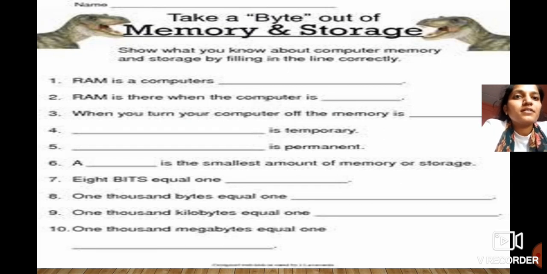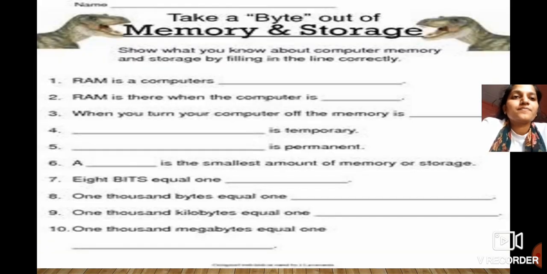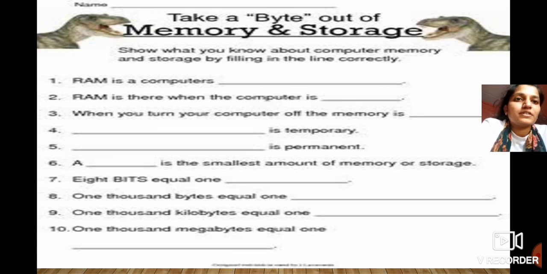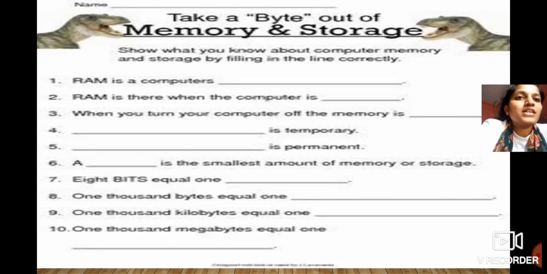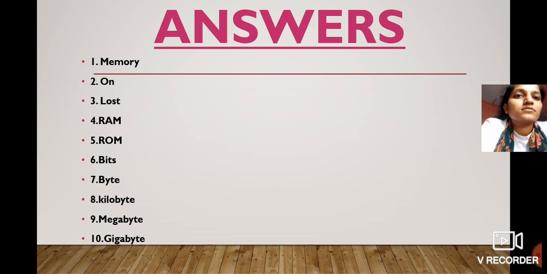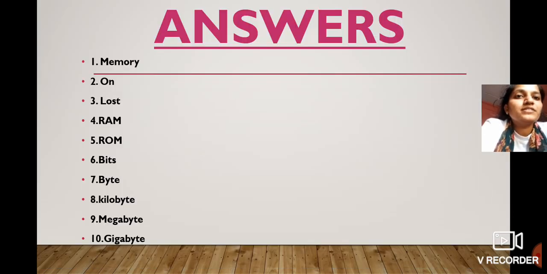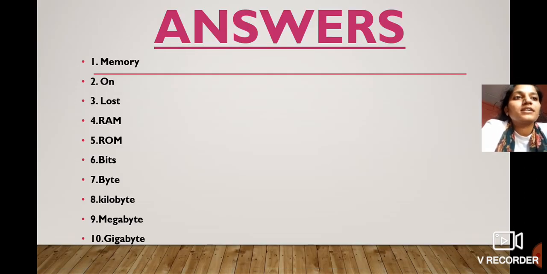Dash is temporary: RAM is temporary. Dash is permanent: ROM is permanent, right? A dash is the smallest amount of memory or storage: bits, 0 and 1. Bits means 0 and 1. 8 bits equal 1 byte. 1000 bytes equal 1 kilobyte. We have seen 1000 kilobytes equal 1 megabyte and 1000 megabytes equal 1 gigabyte.